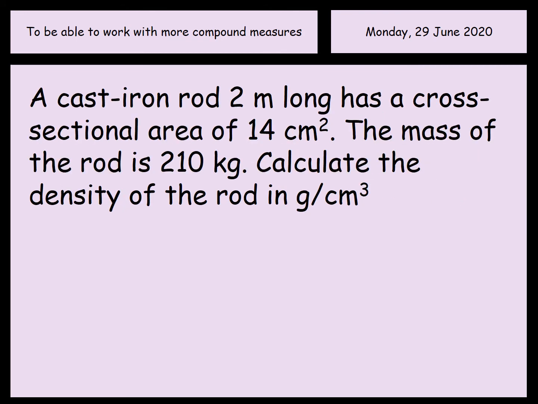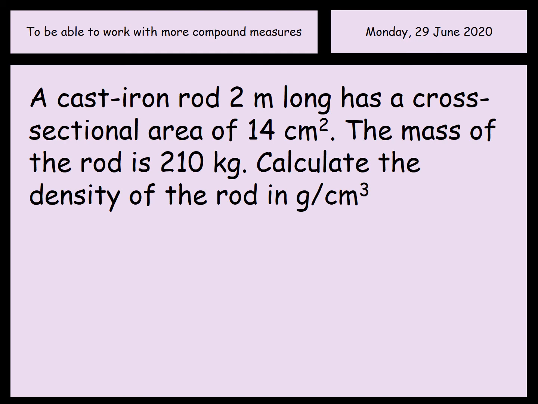If you've not yet got bingo, there's only a couple more questions to go. A cast iron rod 2 meters long has a cross-sectional area of 14 centimeters squared. The mass of the rod is 210 kilograms. Calculate the density of the rod in grams per centimeter cubed. So lots to do on this one, lots of things to change.